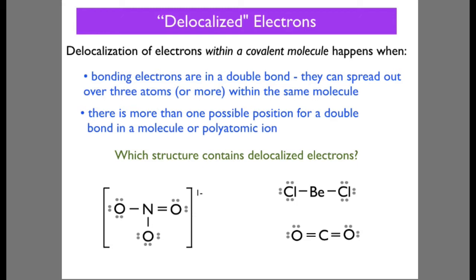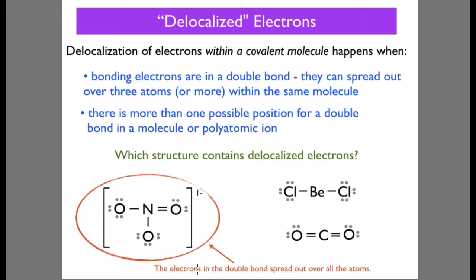Which structures contain delocalized electrons? Have a look below. Which ones of these 3 could contain delocalized electrons? What do you think? That's right, it's this one. And why is that? Well, the electrons in a double bond can spread out over all the atoms.